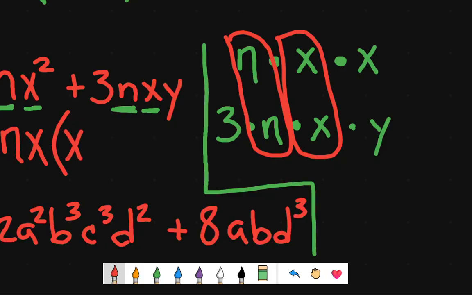Then we're going to use that same process and ask the question, what do I multiply nx by to get 3 times n times x times y? What do we need to multiply that by? If you said 3 and y, you would be correct. Remember, we couldn't factor out the y, so we definitely need it inside the parentheses. So this is the correct answer for this one. Now let's go to the next one.